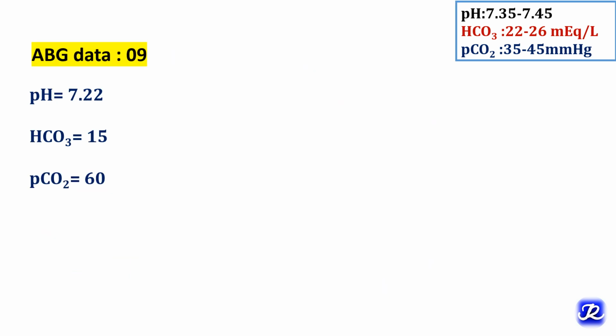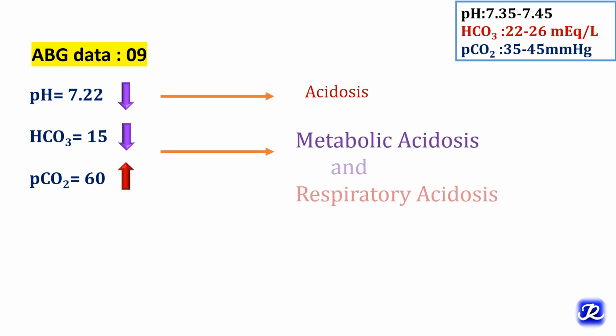In this ABG data, pH is 7.22. It is decreased, so it is acidosis. Bicarbonate is 15, means it is decreased. The partial pressure of carbon dioxide is 60. It is increased. So it is both metabolic acidosis as well as respiratory acidosis. And such kind of mixed disorders usually occur in clinical situations.